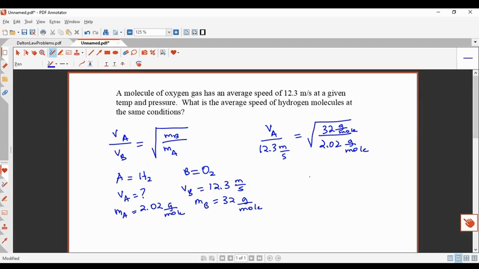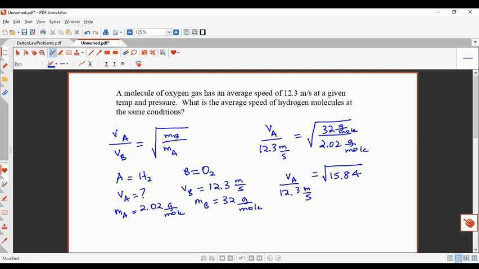Now, we're going to first divide 32 by 2.02, which gives us 15.84, and that's equal to VA over 12.3 meters per second.